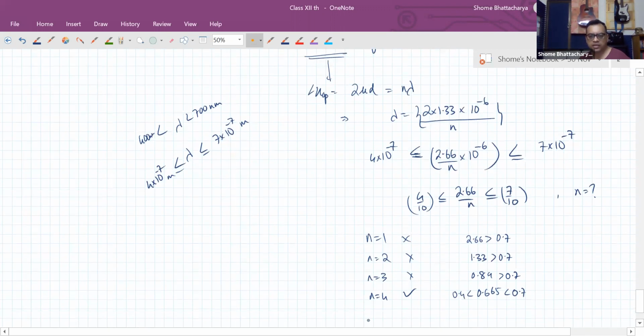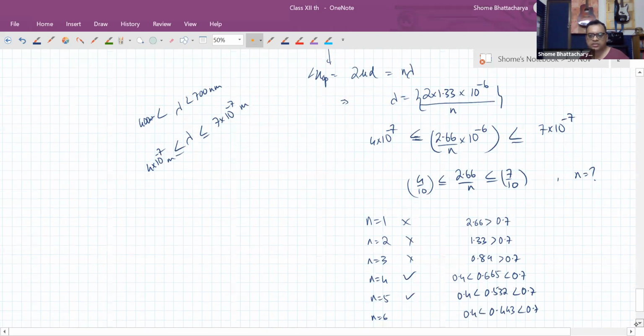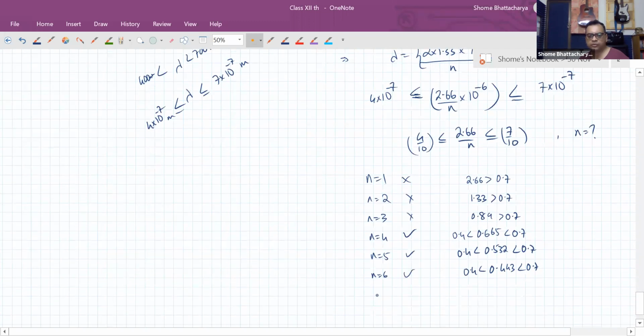Then you take n equal to 5. So this is also fine. 0.53. Like this, okay. Then let's see for n equal to 6 what we get. So 2.66 divided by 6. So that's just about falling in the boundary region, 0.443. So this is also falling in this region. Okay. But n equal to 7, I think, will again come below 0.4.